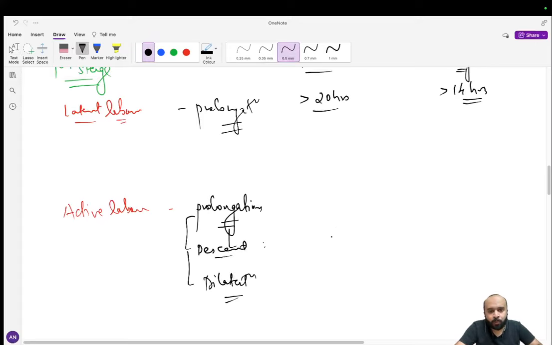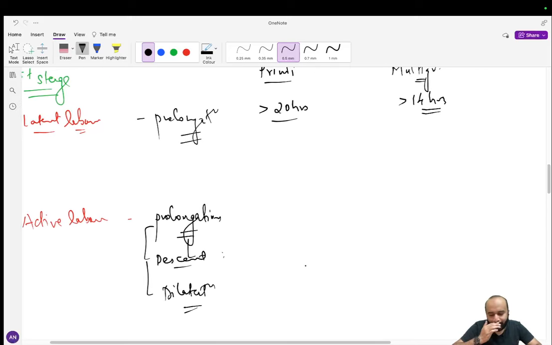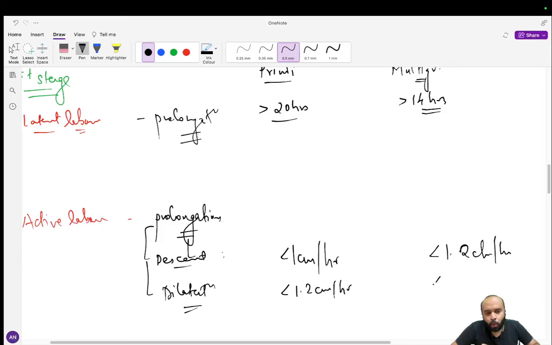So for primigravidas, which is my first column, prolongation is spoken of for descent if it is less than 1 centimeter per hour over the last 4 hours, or for multigravida if it is less than 1.2 centimeters per hour. For dilatation, the values are less than 1.2 centimeters per hour or less than 1.5 centimeters per hour. Now, these are all your per vaginal examination findings.